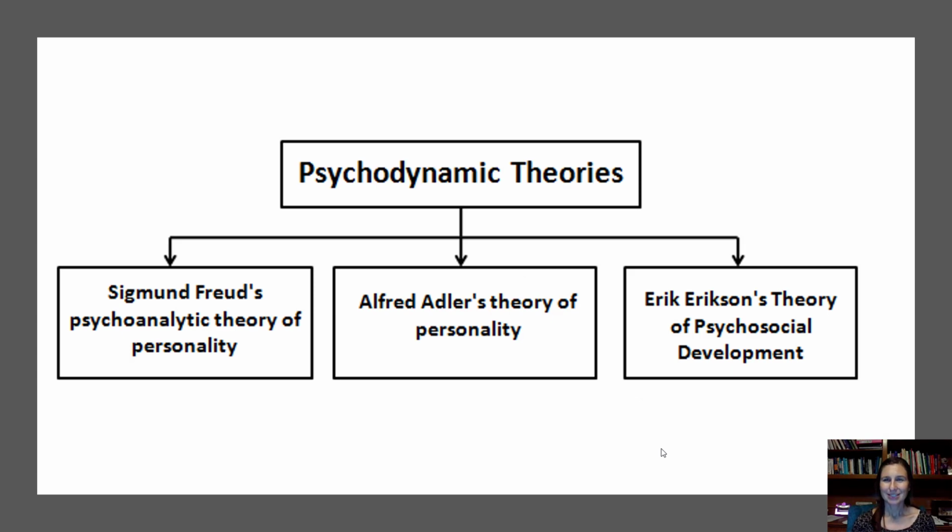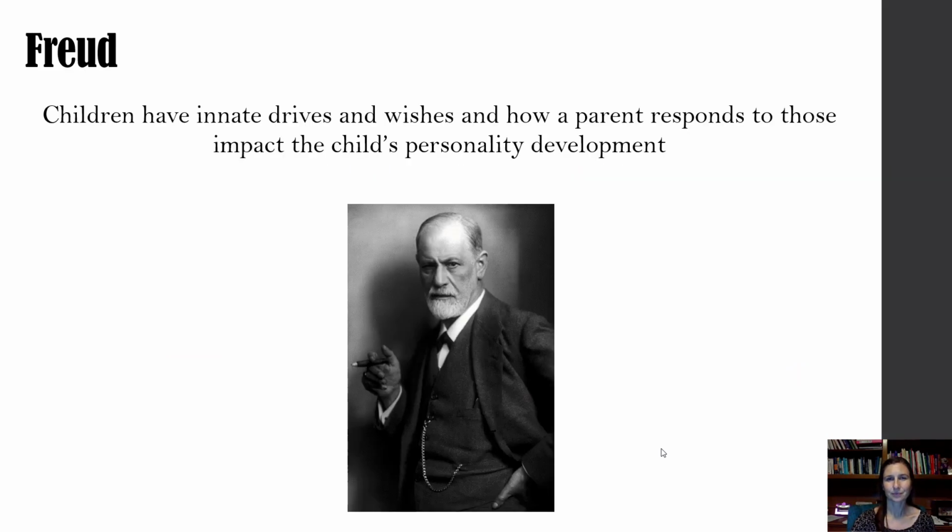Our psychodynamic theories are a little bit different. So psychodynamic theories explain our personalities in terms of unconscious psychological processes. And they suggest that childhood experiences are critical in shaping our personality and our development. With psychodynamic theories, there are 3 main ones. There's Freud, Adler's, and Erikson's theories. And today we're just going to talk about Freud and Erikson.